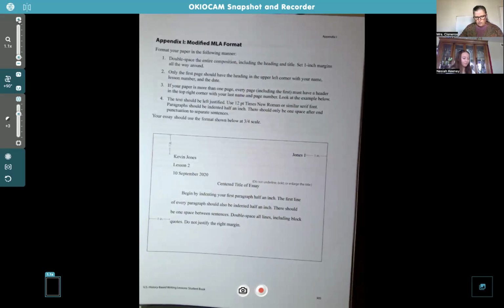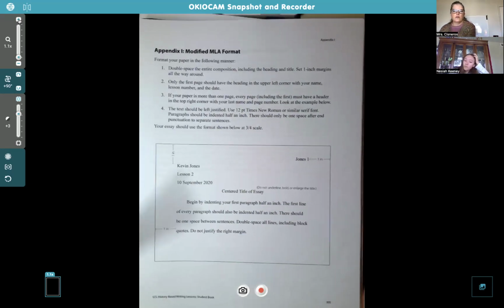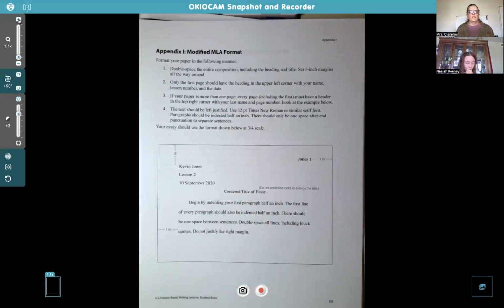Yeah, and this is a good skill to know for high school because most research papers are in MLA format. I can't remember off the top of my head what MLA stands for. I should look that up. I should know. It's the name of the format. Let me look it up real quick. MLA format. It stands for Modern Language Association.